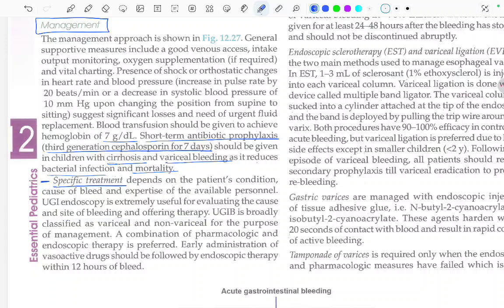Upper GI bleed is broadly classified as variceal and non-variceal for the purpose of management. A combination of pharmacologic and endoscopic therapy is preferred. An early administration of vasoactive drug should be followed by an endoscopic therapy within 12 hours of the bleed.